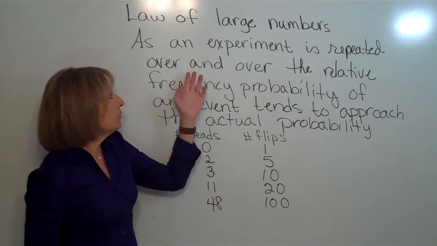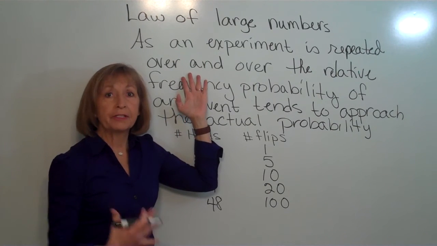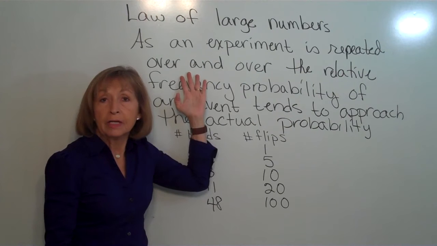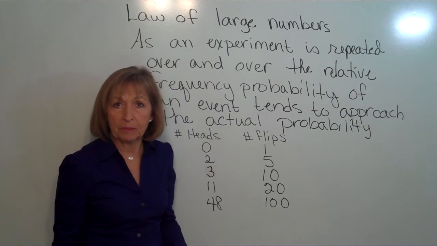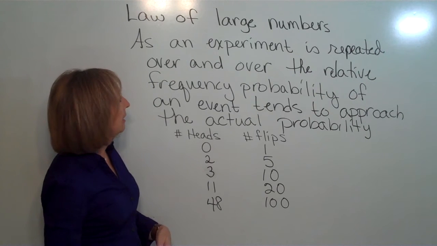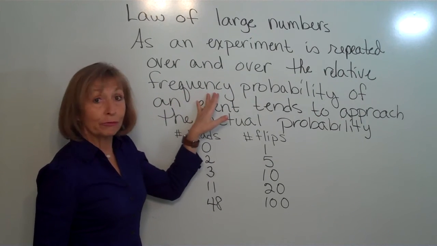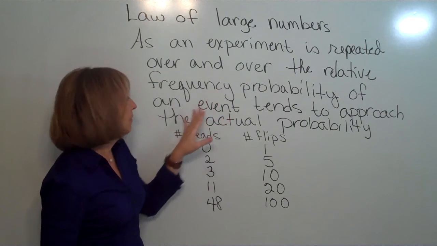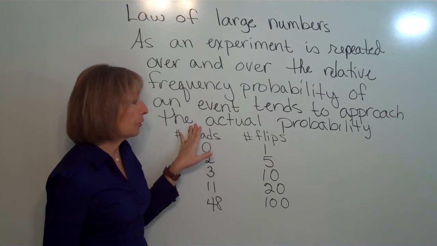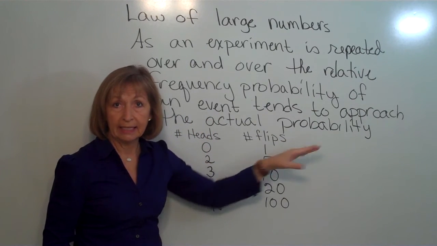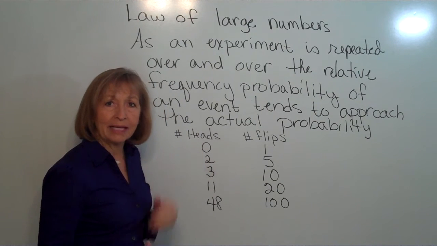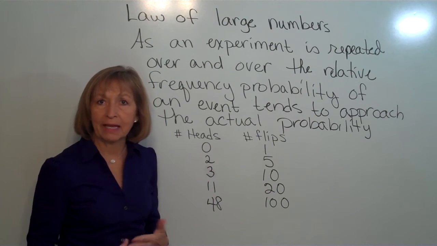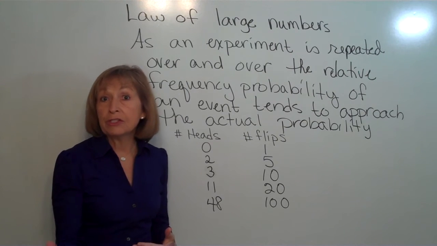As an experiment is repeated over and over, and you might physically do the experiment or possibly simulate the experiment with some sort of technology, the relative frequency probability of an event tends to approach the actual probability. So I flipped a coin and I kept track of how many times I saw heads and then how many times I flipped the coin. And you can do this too.